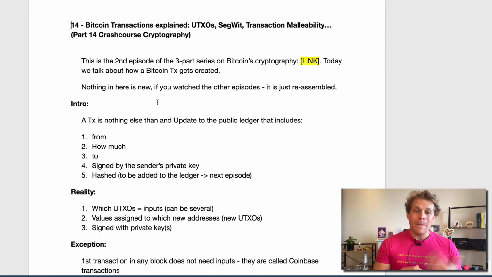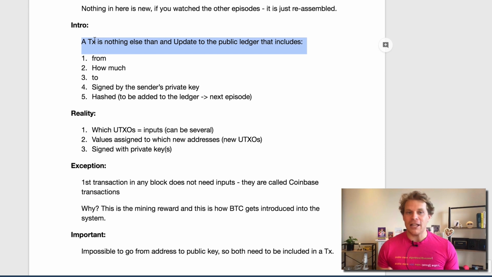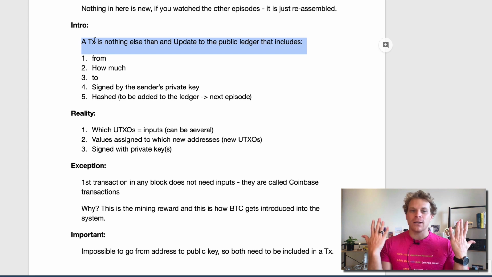So basically, as an intro, we have nothing else than a transaction as an update to the public ledger. And it includes five very basic things. It includes a from, a how much, a to, it gets signed, and at the end, it's hashed. And this hash then gets added to the ledger. We're going to be discussing this in the next episode, because this is going to be called mining.